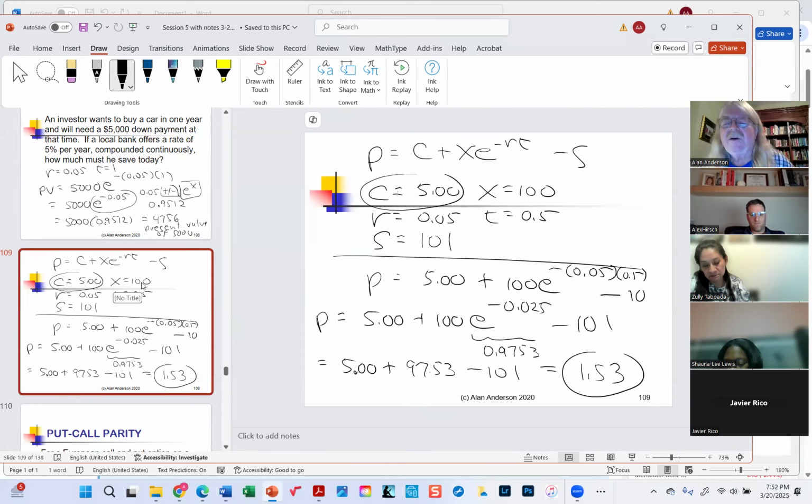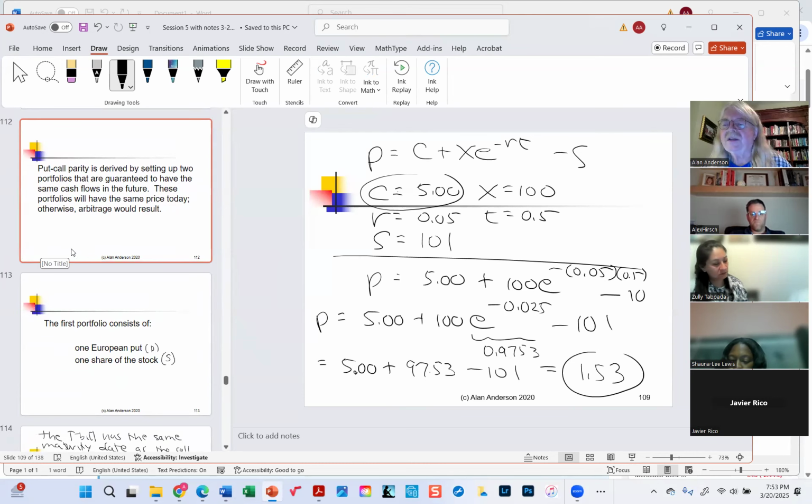But anyway, what's coming up next is a proof. Why does this actually hold? We're going to use no-arbitrage arguments to prove why this is indeed the put-call parity condition.